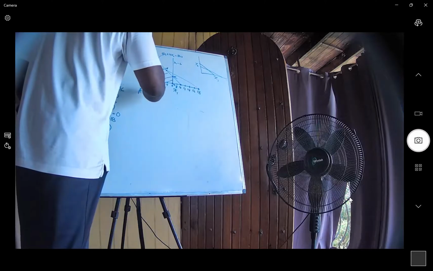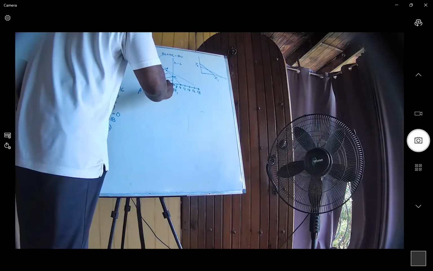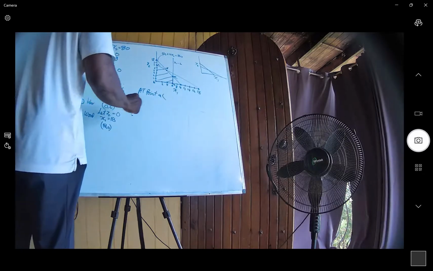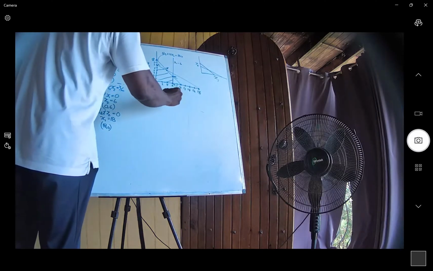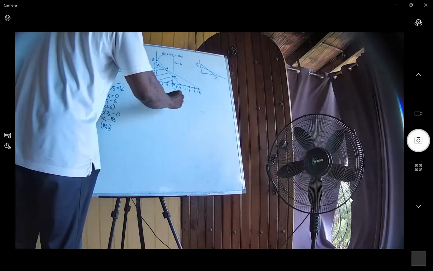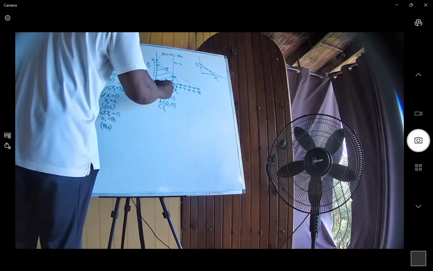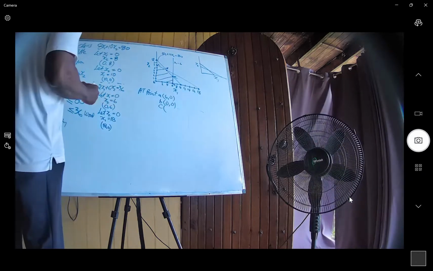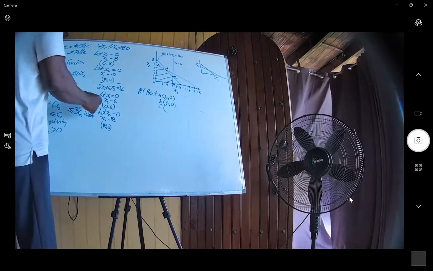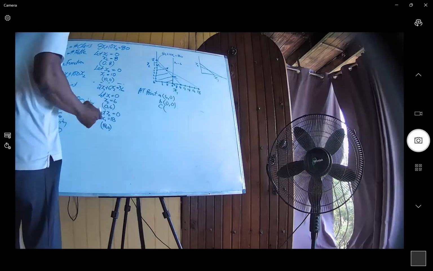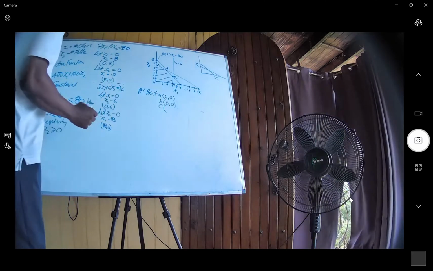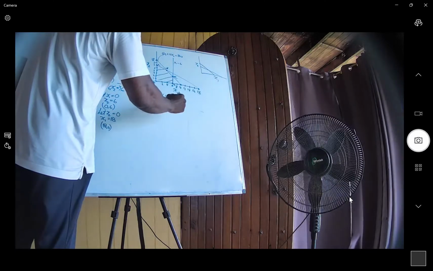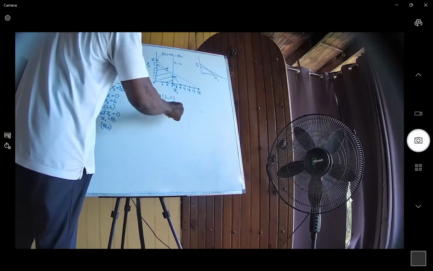All right, so here, watch this now. At point A, what are your coordinates? 6 and 0. At B, what are your coordinates? 0, 0. C, what are your coordinates? 0, 6. Yes, sir. 0, 6, sir.